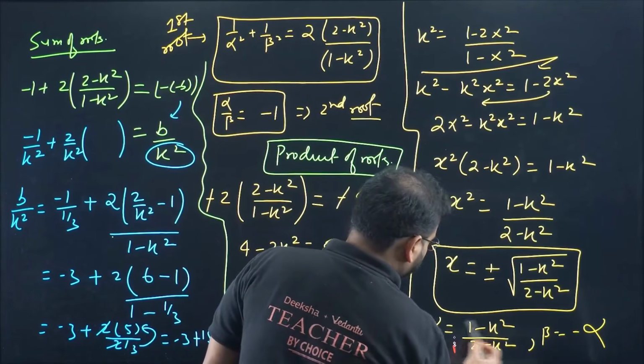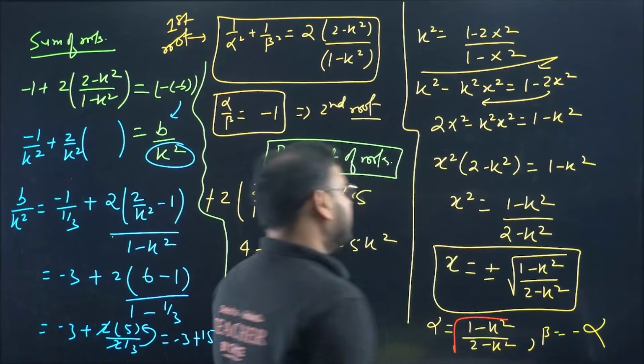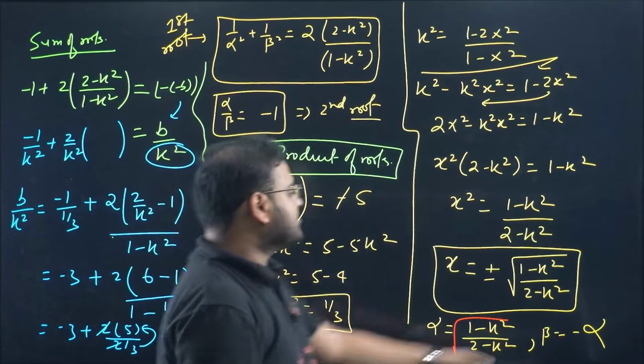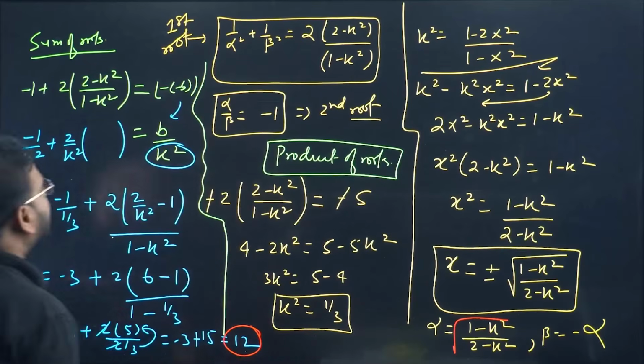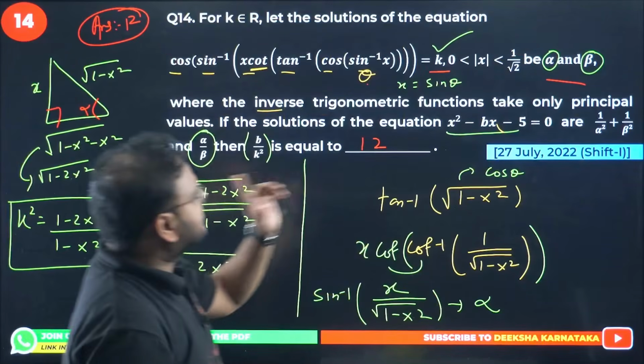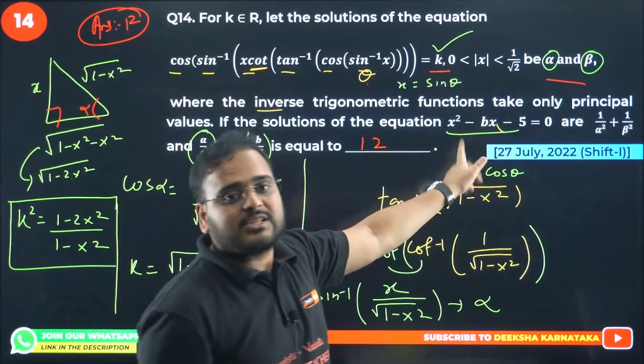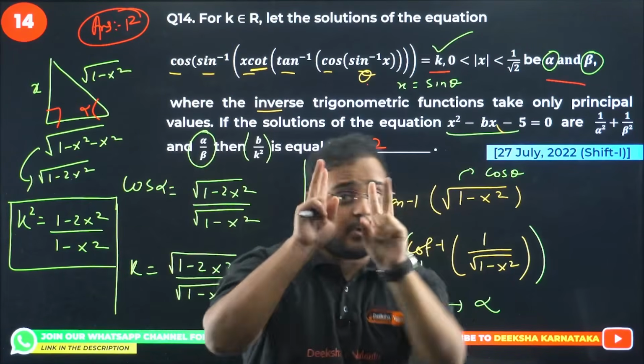This is going to be in root, okay? Yeah. So 1 minus k square upon 2 minus k square, the other one is negative 1, which is beta is negative of alpha. Now they have said in the question itself that for the another quadratic which is given to us, x square minus bx minus 5, there were two roots.